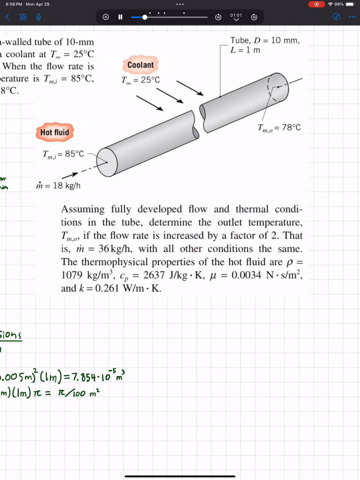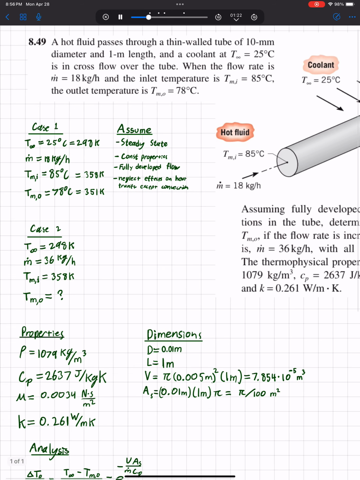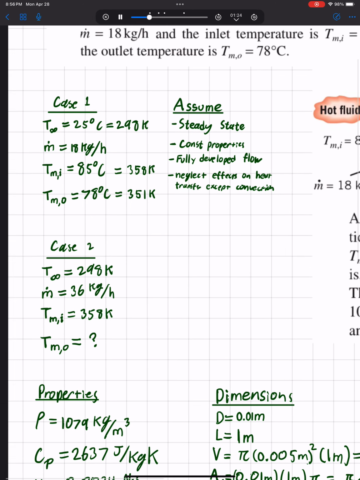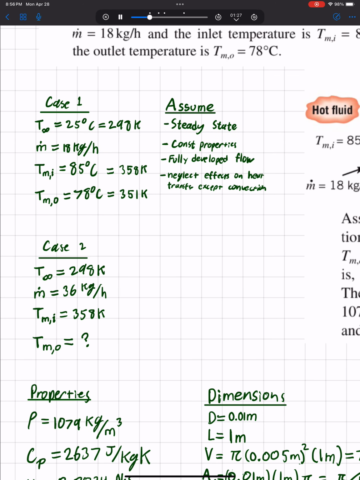The thermophysical properties of the hot fluid are density equals 1,079 kilograms per cubic meter, c_p equals 2637 joules per kilogram Kelvin, mu is equal to 0.034 Newton second per meter squared, and k equals 0.261 watts per meter Kelvin. So we're assuming steady state, constant properties, fully developed flow, and we neglect effects on heat transfer except convection. We're going to assume there's no radiation or anything.